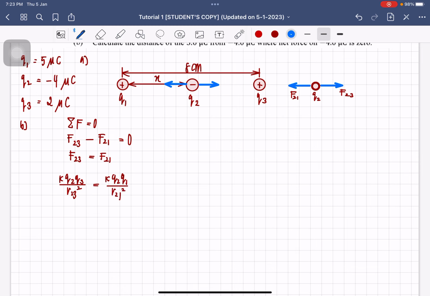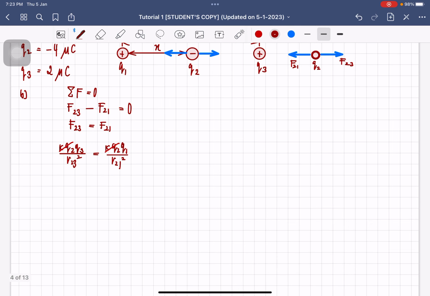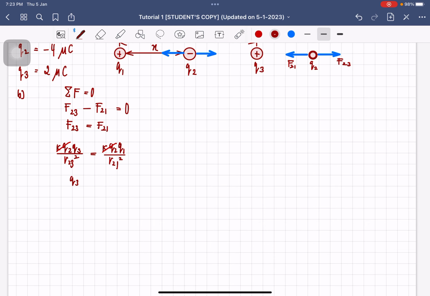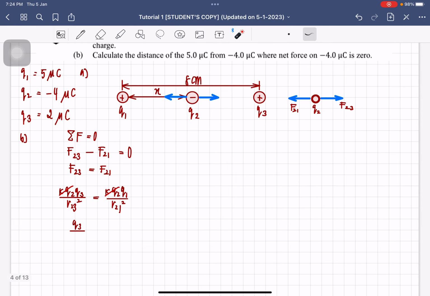So cancel apa yang boleh kena cancel. So I'm just gonna cancel K and Q2, K and Q2. Okay. So our equation is left with Q3 over. So what is R23? The distance between charge 2 and 3 is basically 8 minus X.